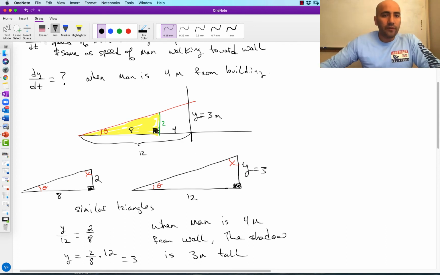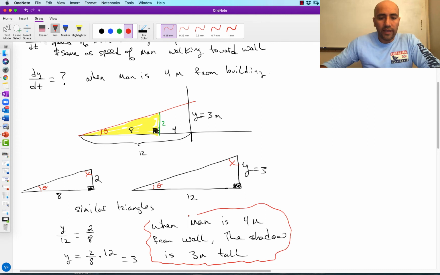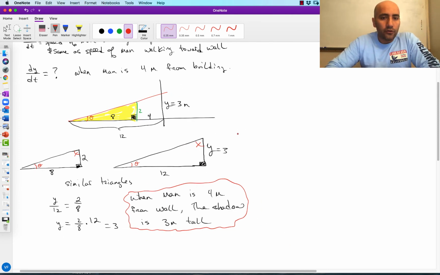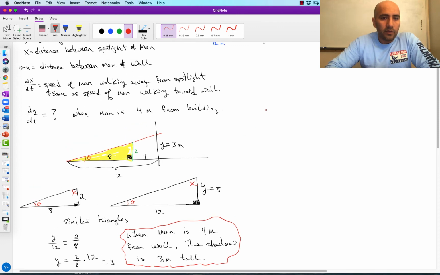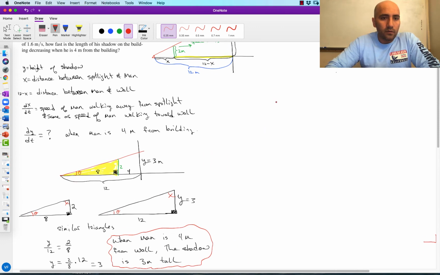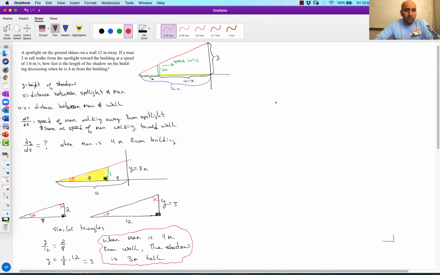Okay, that's very useful to know, but not quite the answer to the question they asked. They didn't ask how tall the shadow is at that point. They asked us, how fast is that shadow decreasing? So let's get back to the larger image over here. I want to do something very similar to this. I want to take this more generic picture that we have here and separate the two triangles.